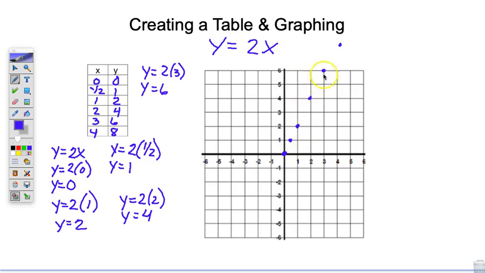You can see it looks like they're forming a straight line. Now if you're at home, I would definitely be using a ruler to actually connect these points, but there you have it. So this does show a proportional relationship because my line does go through the origin 0, 0, and it is a straight line. And that's pretty much it.